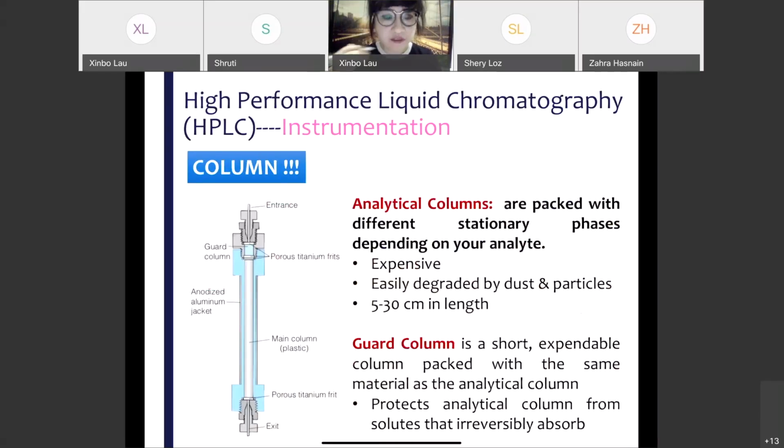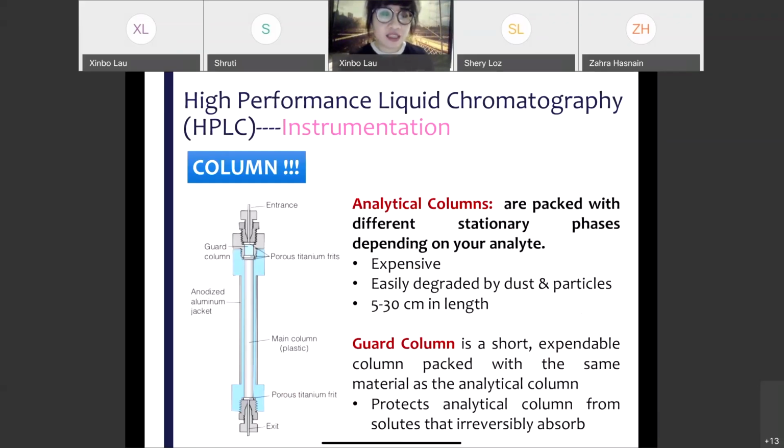The column is the core, of course, and economically it's very expensive as well. So we need to know what we're doing, not just inject whatever into the instrument, because that will damage the column itself. There are two parts to the column. One is the analytical column, where the separation happens, and that's expensive. The cheap ones, with no brand, are like $200-$300, and the good brands go up to $700-$800 for one column.